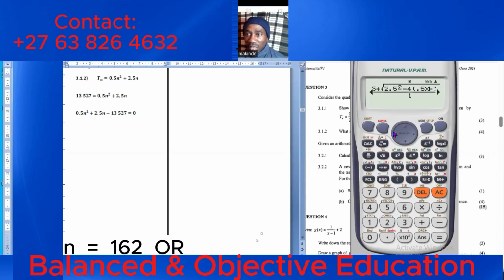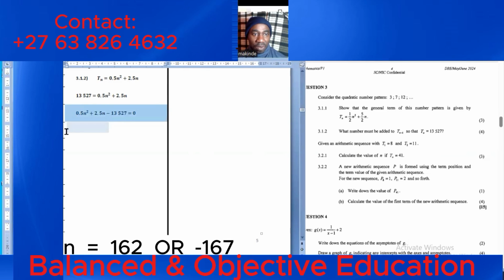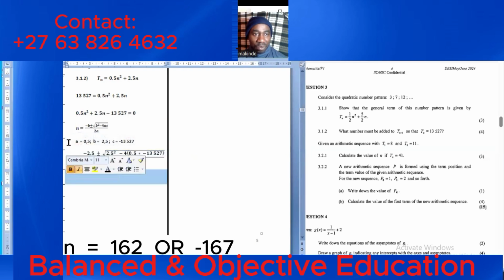Remember, the first value is 162. So the other value of n will be 167. So let's see, for those of you that like to calculate manually, but in your matric, you are not expected to calculate manually. Just punch everything into your calculator. But during your preparation, in order to improve your math skill, or if you are the type that likes to do things manually, you can just experiment with this. You can drill down.